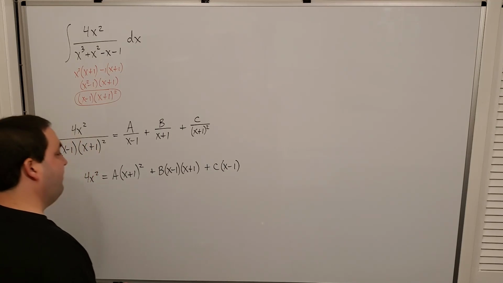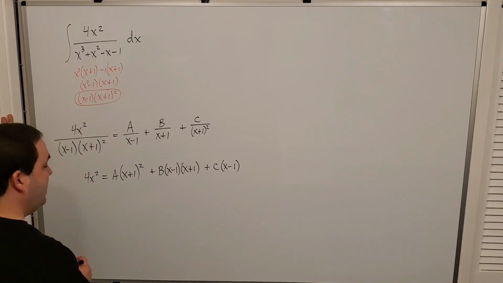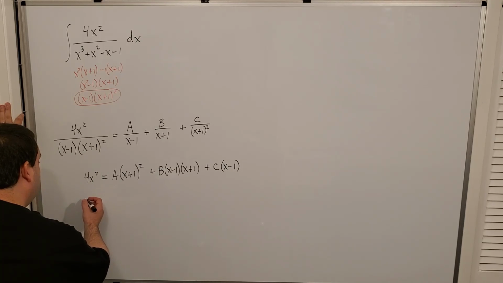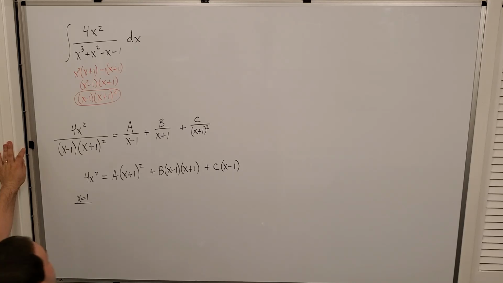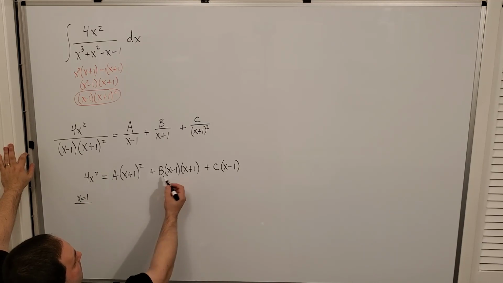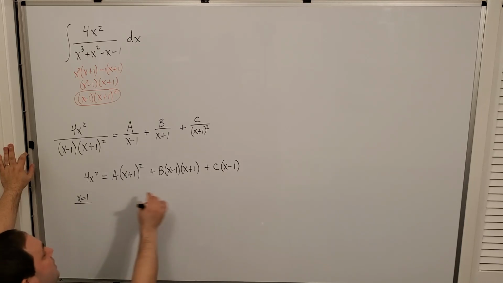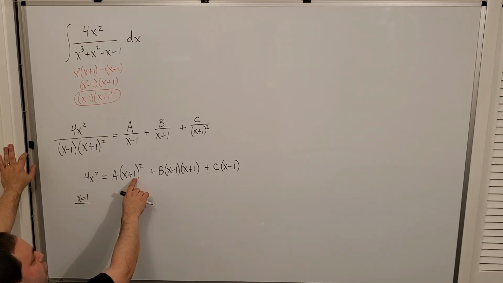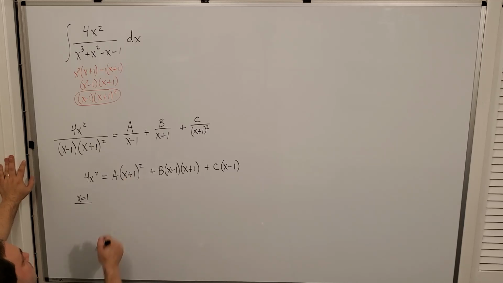And I can get a couple of my values pretty quickly just by letting x be certain things. So for example, if I let x be 1, then this term is going to go away, and so is this one. So I'm left with 1 plus 1, 2, squared is 4. So I'll have 4A. And 4 times 1 squared is just 4. So this is telling me that A is 1. That's handy.